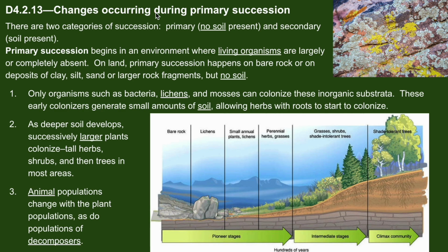So let's look at the changes that occurred during primary succession. Okay, living organisms are largely or completely absent. Again, there's no soil. Okay, we're going to start with bacteria, lichens, and mosses. Okay, they're going to start breaking down that rock and creating that small amount of soil, which is going to allow herbs with roots to start to colonize. And as more soil develops, we're going to have larger plants that can show up.